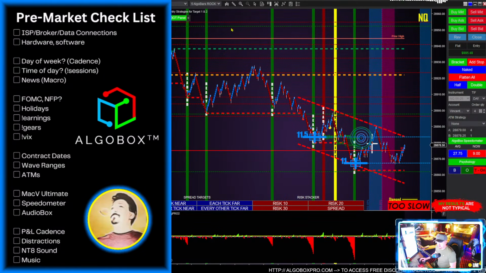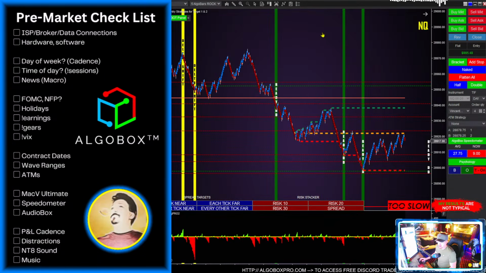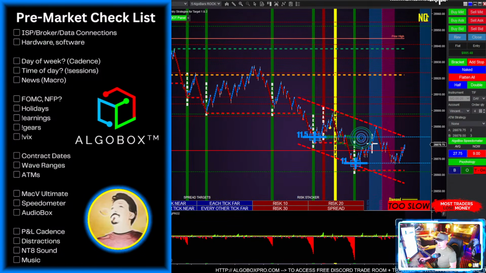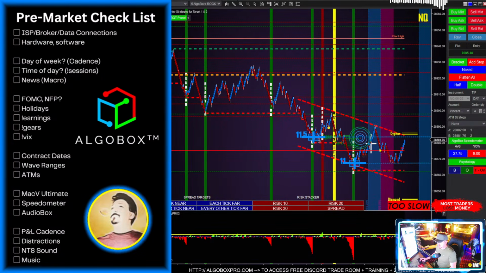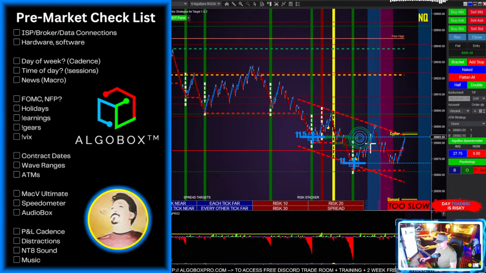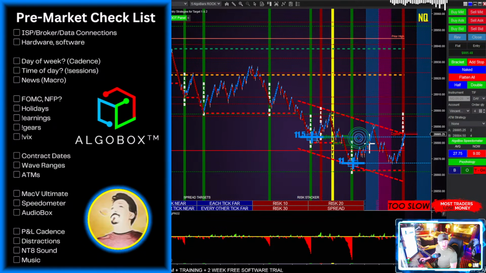Yeah, the 5s definitely would have kept me out. Well, I didn't have an Enigma there on the 5s, that's for sure. And an 11 with the ready DD to the upside, definitely would not have been trying to take that short. It did get to its target barely. But okay, let's take a look here. Contracts, talked about that. We've got wave ranges locked in, 35 range, ATMs.